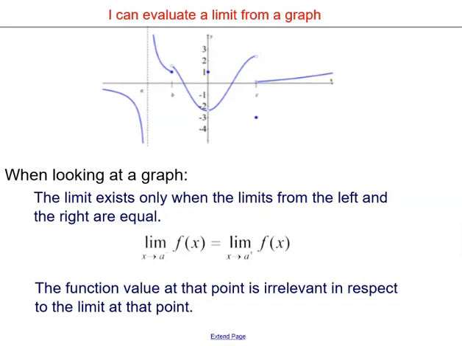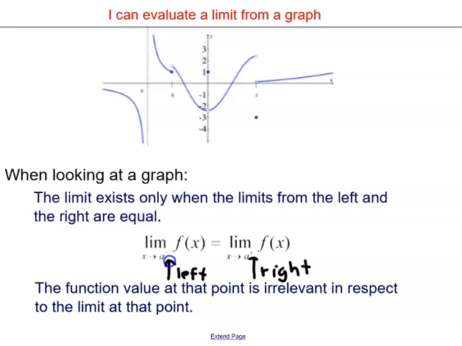So when looking at a graph, the limit exists only when the limits from the left and the right are equal. So this little negative means it's approaching from the left.